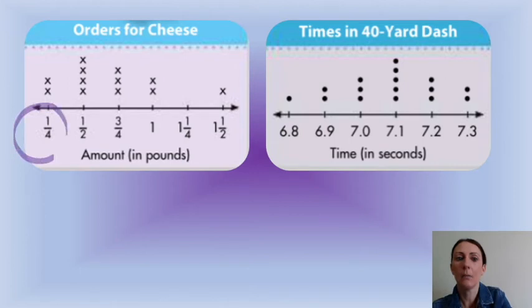You're also going to see that the line plots have data. Sometimes the data will be in the form of a fraction. Sometimes the data will be in the form of a decimal. The data can also be in the form of a whole number.